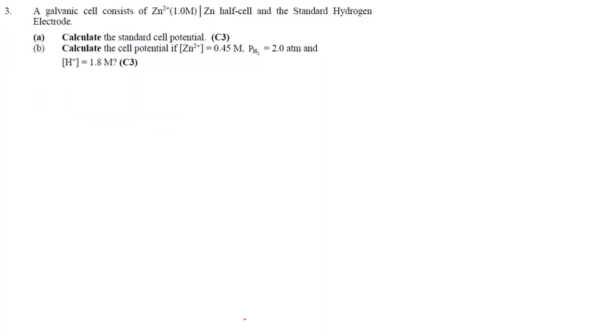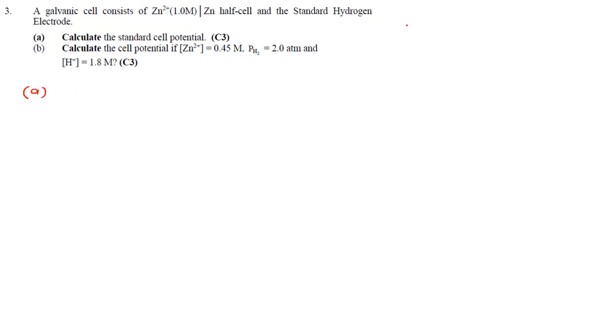Alright, okay, so this is another question. Okay, so dia cakap a galvanic cell ada zinc half cell. Okay, zinc ion dengan zinc half cell, dan kita ada SHE, standard hydrogen electrode tu. Okay, so the first thing this robot adalah calculate the standard cell potential. Okay, dia suruh kita calculate the standard cell potential.